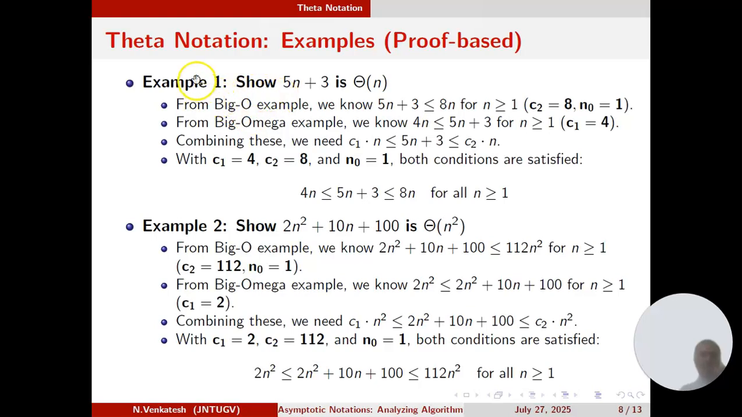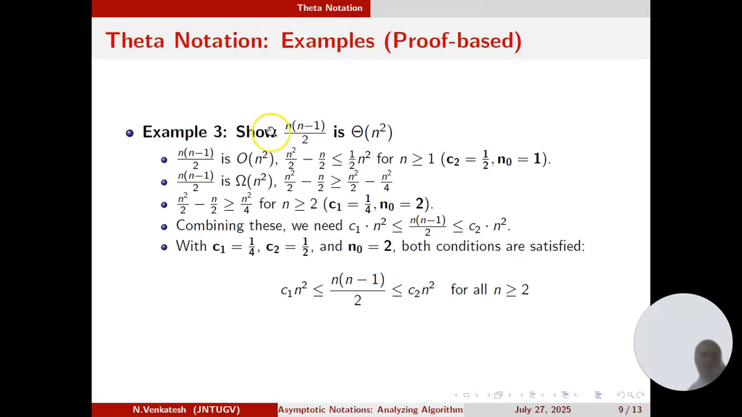Now as we had seen from the previous examples, 5n plus 3 is both BigOh of n as well as big omega of n. We can say that 5n plus 3 is theta of n. Similarly, 2n square plus 10n plus 100. From the previous examples, it is both BigOh of n square as well as omega of n square. So we can say it is theta of n square.